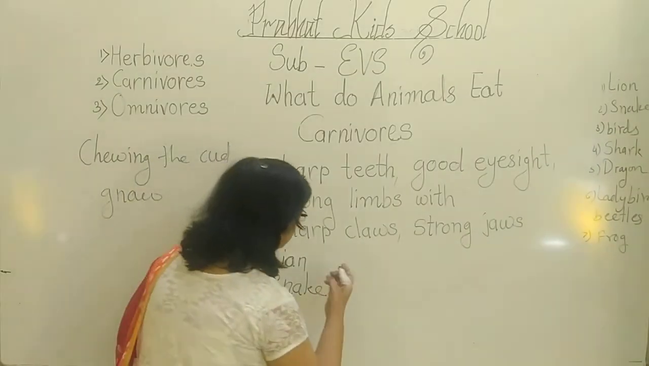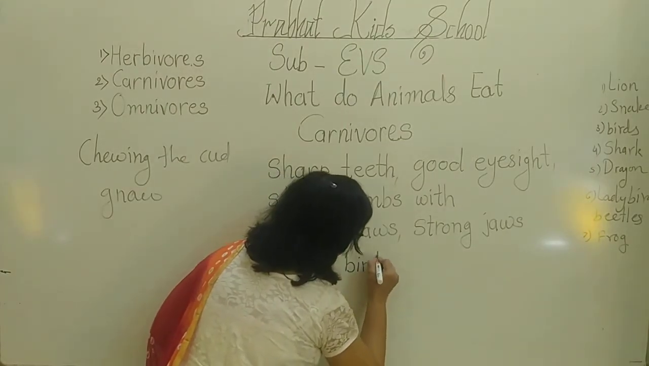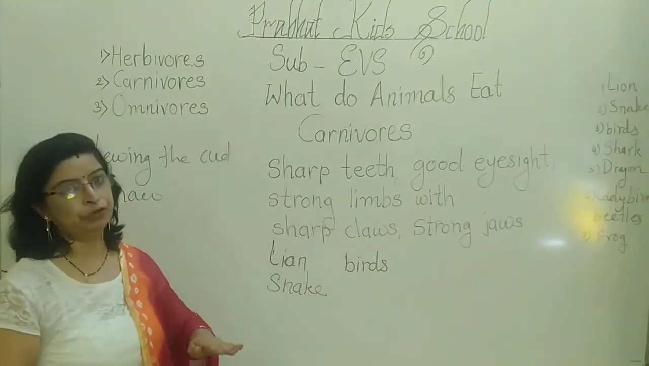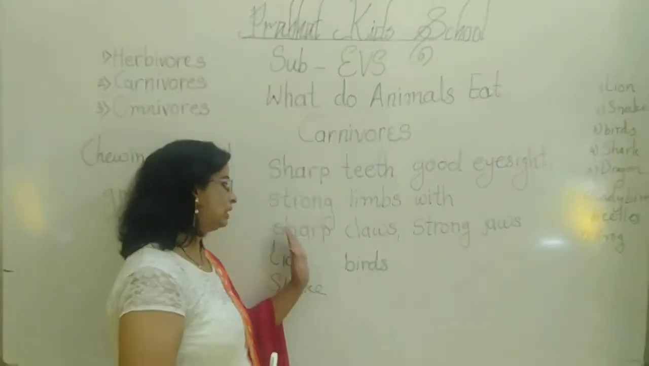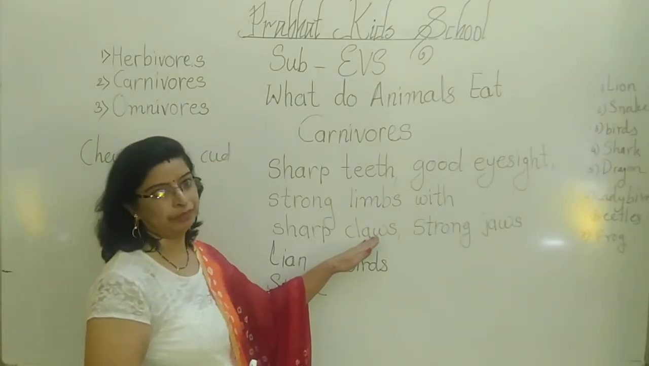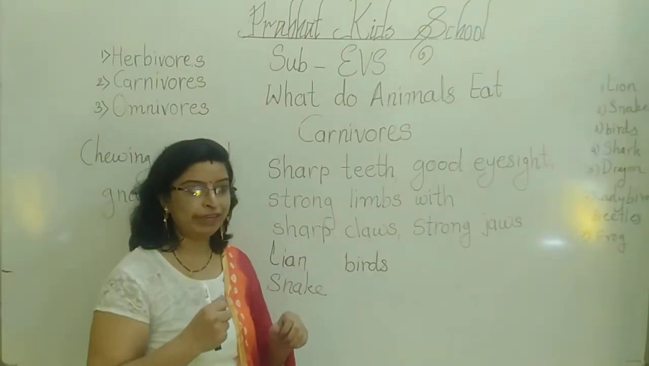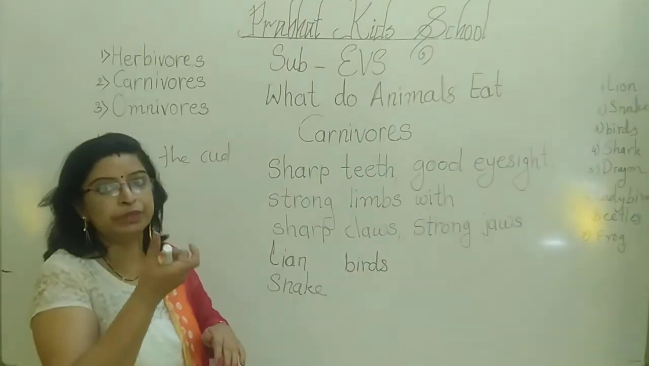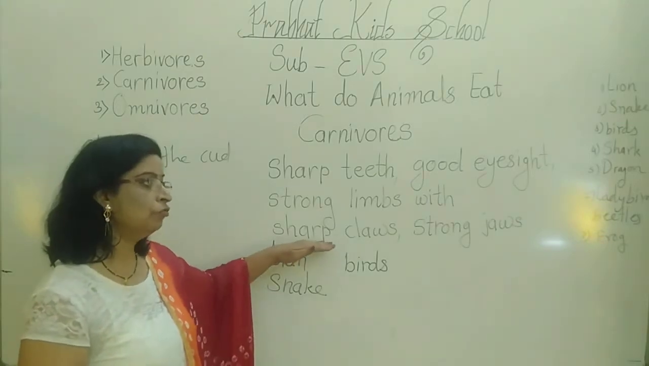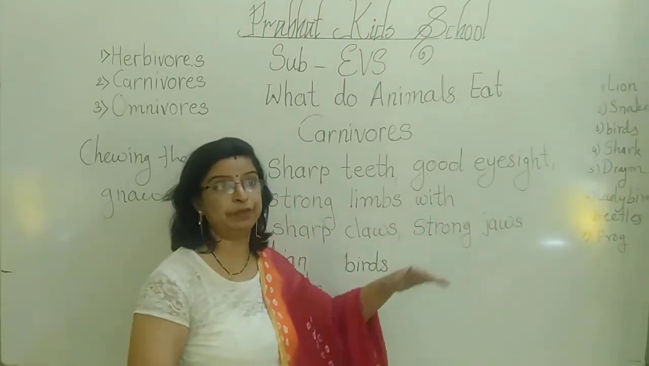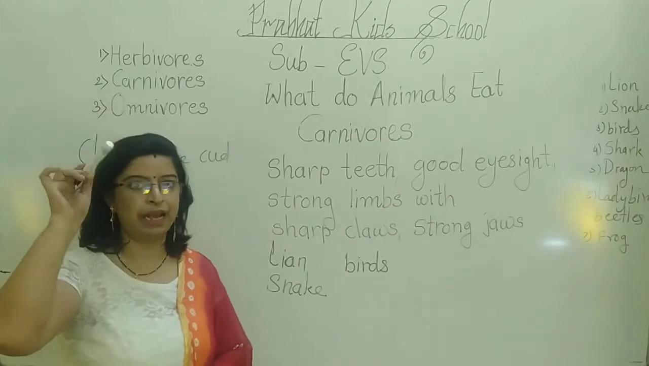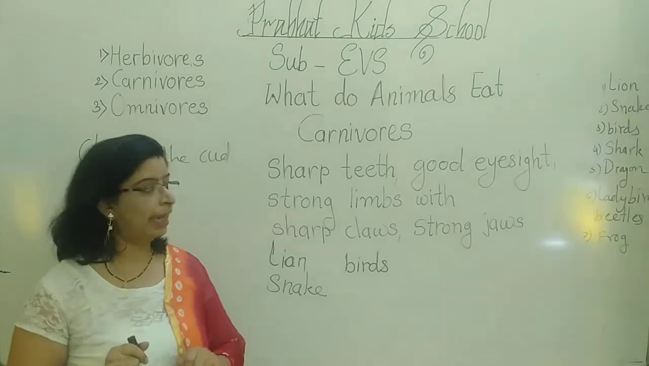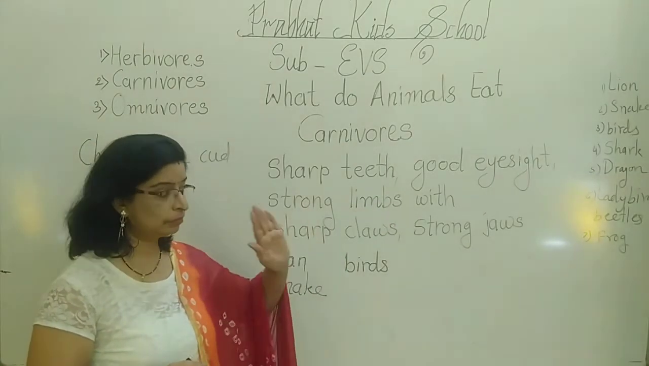Now some birds. Which type of birds? Eagle, vulture, then kite. They are also carnivorous. They also have strong, sharp claws. Why? To tear the flesh. They hold the prey with the help of these claws and their beak, and tear the flesh. They also have good eyesight because when they are flying in the sky, they observe their prey on the ground and they catch the prey.